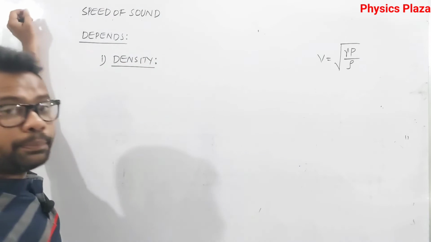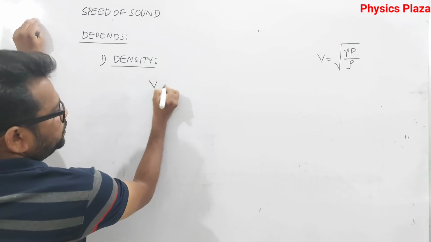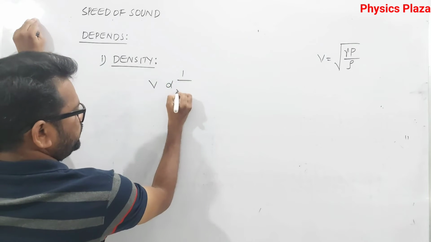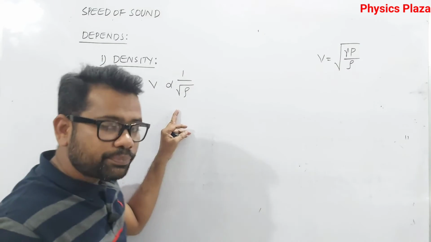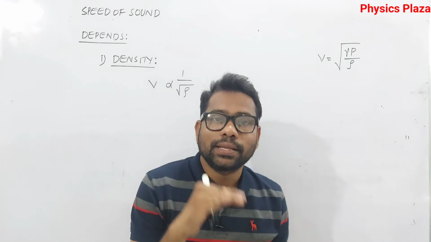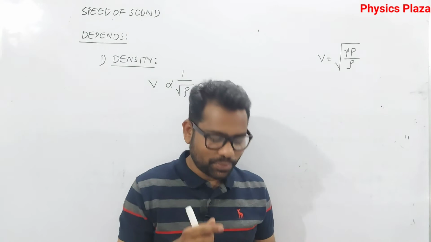Children, the very important thing is that here speed of the sound is inversely proportional to the square root of the density. I mean what? More the density, less the speed of the sound. Less the density, more the speed of the sound.